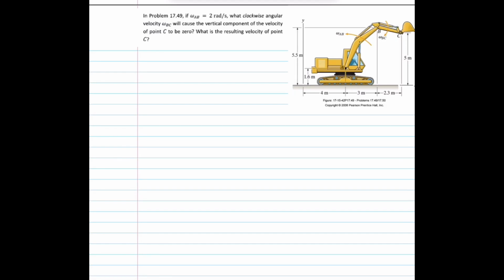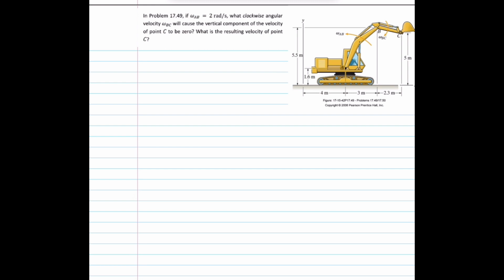We're going to be doing a problem relating to the previous problem we did in a different video, except now we have a constraint on the motion of point C. So the problem says, in problem 17.49, if the angular velocity of AB equals 2 radians per second, what clockwise angular velocity of BC will cause the vertical component of the velocity of point C to be 0? What is the resulting velocity of point C?